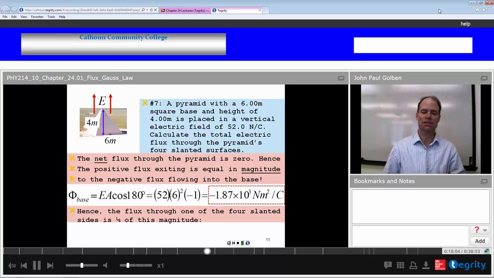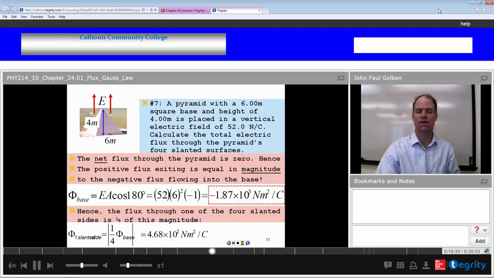So this is our total flux that's going into the base. What's coming out on the other side should be the positive magnitude of this, and hence the flux through one of the 4 slanted sides. By symmetry, there shouldn't be any more going through one slanted side as opposed to the other. So the flux through one slanted side will be 1/4 of this total flux, 1/4 of 1.87 times 10 to the 3, which is 4.68 times 10 to the 2 Newton meter squared per coulomb. And that's the flux through one slanted side of the pyramid. Nice.